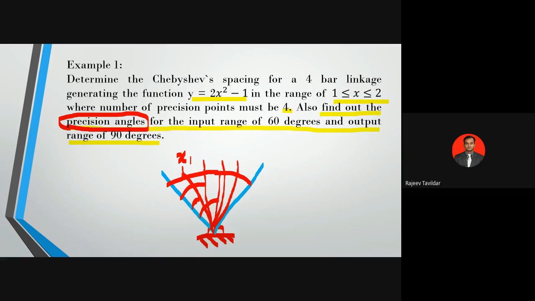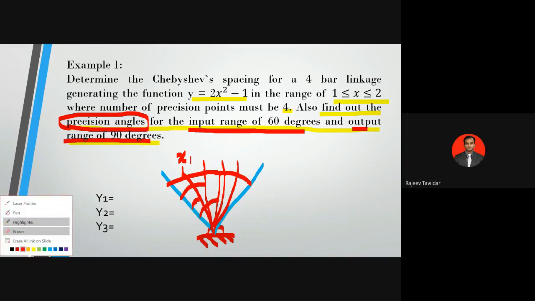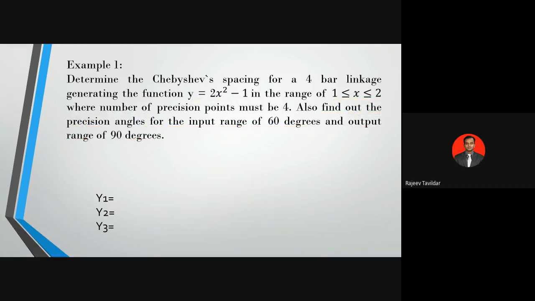Okay, so an additional data what I have given, I have given the range of input link angle is 60 degrees and the range of output link is 90 degrees. So between this 60 degrees, I need to find out those precision angles. Okay, I hope the question is clear. Yes, sir. So to proceed with this problem, we need to find out this additional information. Sir, could you please explain that again?